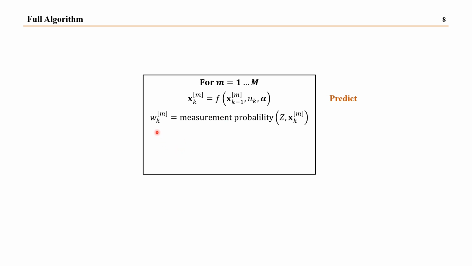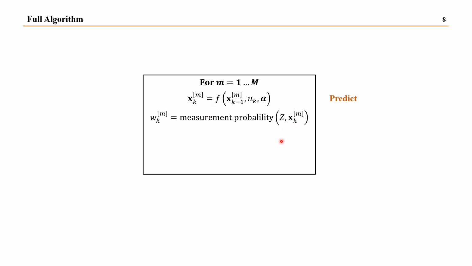And now we are going to compute weights. These weights for the m-th particle at time step k would have to be related to the measurement probability given the measurement z and the state x_k^m.